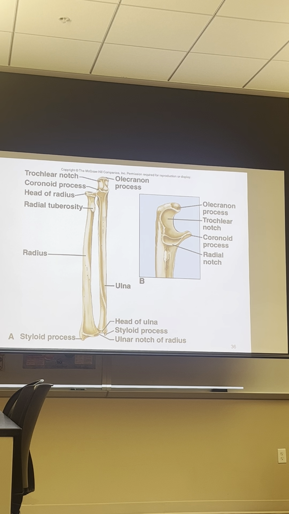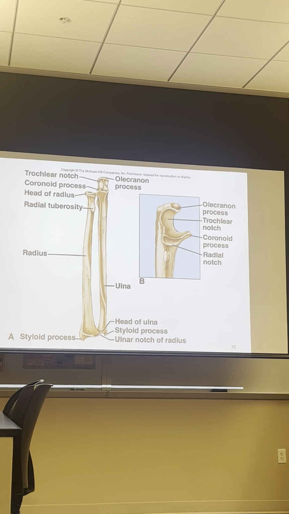So you have the head of the radius, and this is all on the proximal end. Right here is called the radial tuberosity. The radial tuberosity is the attachment point for the insertion of the biceps brachii. So your biceps brachii inserts here into your radius. When you contract or shorten your biceps brachii, it flexes the elbow joint, meaning it decreases the angle of the elbow joint. It also supinates the forearm at the elbow joint, and it's a weak flexor of the shoulder as well.